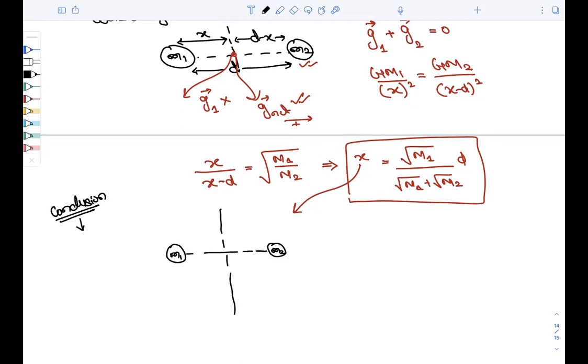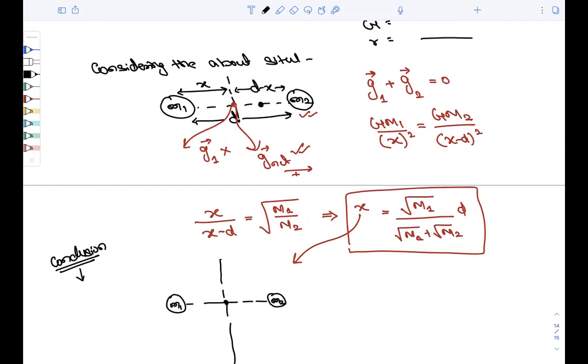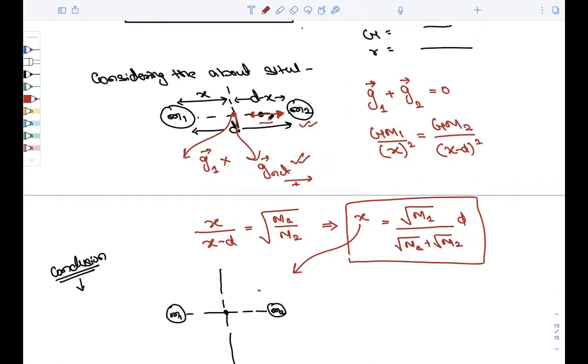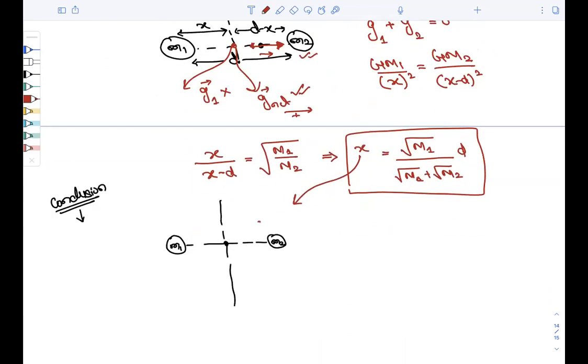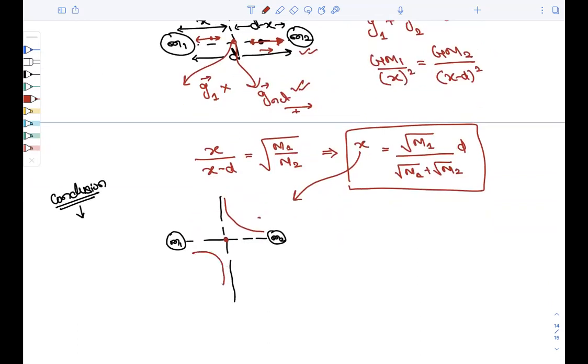So here the effective electric field is 0. If you go this way, what will happen? Due to m2 the gravitational field will be more as compared to m1, so effectively it will be in this direction, that is in the positive direction, right? So on this side the field will be something like this, the gravitational field. And if you come to this side, here on this side it will be more and on this side less, so it will be negative. So you can also draw this in the graph g versus r, right?